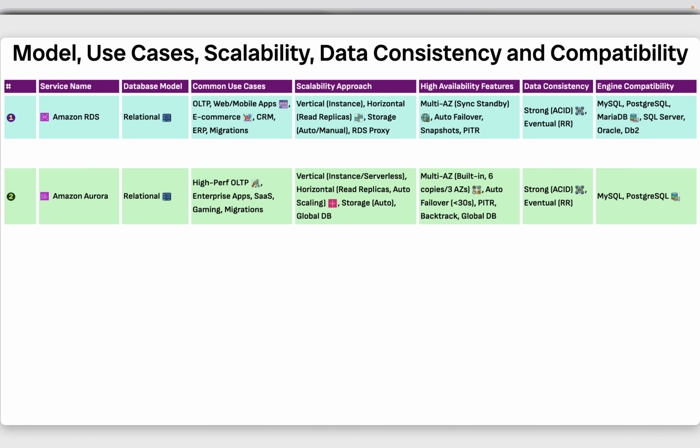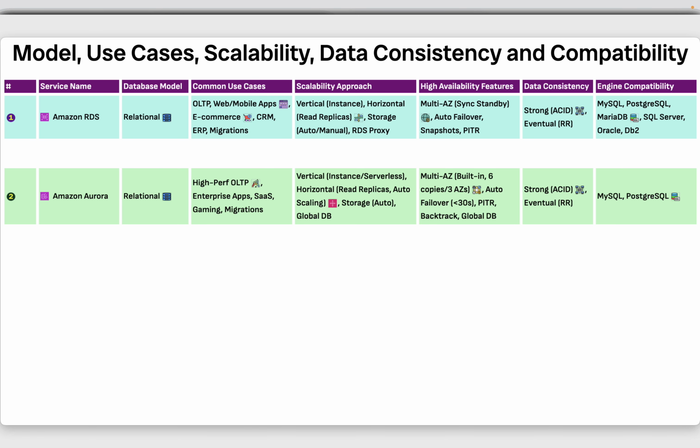Next service is Amazon Aurora. It's a relational database model for high performance OLTP transactions. Use cases include enterprise applications, SaaS, gaming, and migrations. Scalability approach is vertical, instance based, and there is a serverless model also available, and serverless is not available for RDS. Then you have horizontal scaling, where it offers read replicas and auto scaling. Storage is automatic, so it will scale automatically, and there is a global database option also.